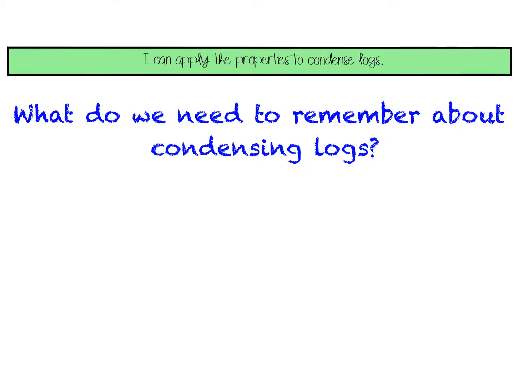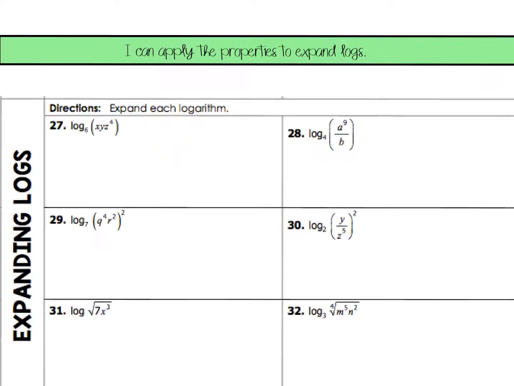Alright, so that was a lot of information. So go ahead and take a moment and have some interactions, write down questions that you have, what makes sense to you, and what do we need to remember when we're condensing logs. So what are the things that you need to look for? What were your steps? What questions do you have? This is where you need to have an interaction with that process.